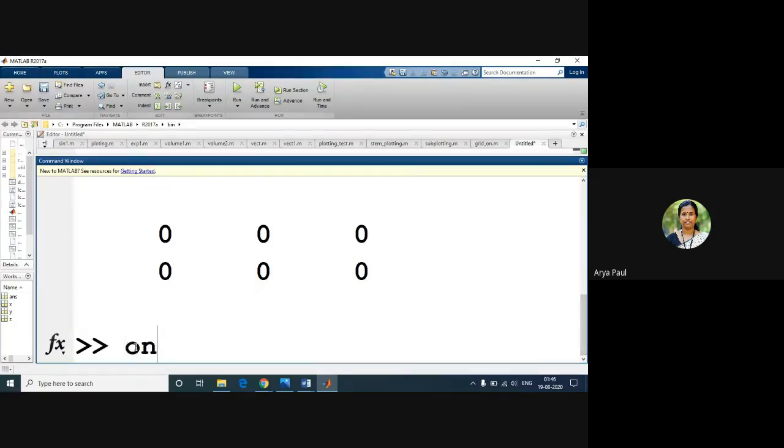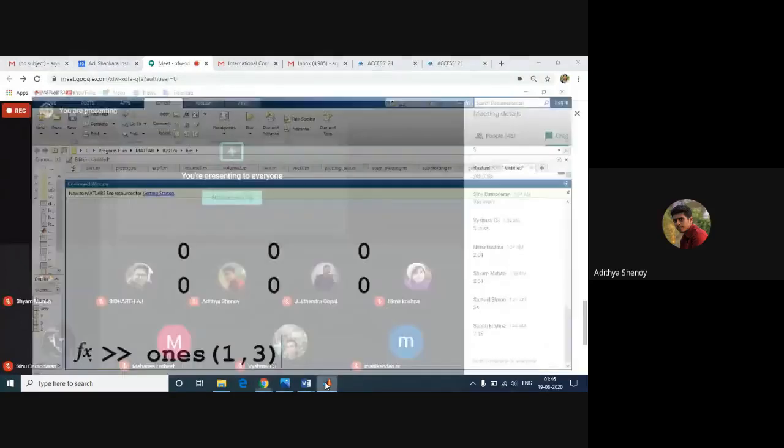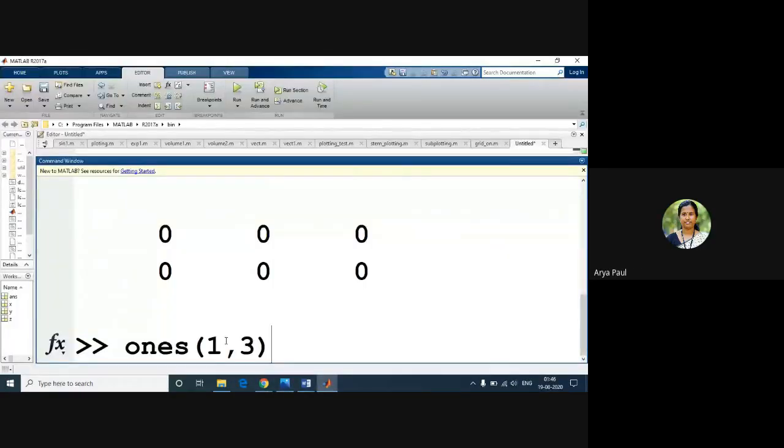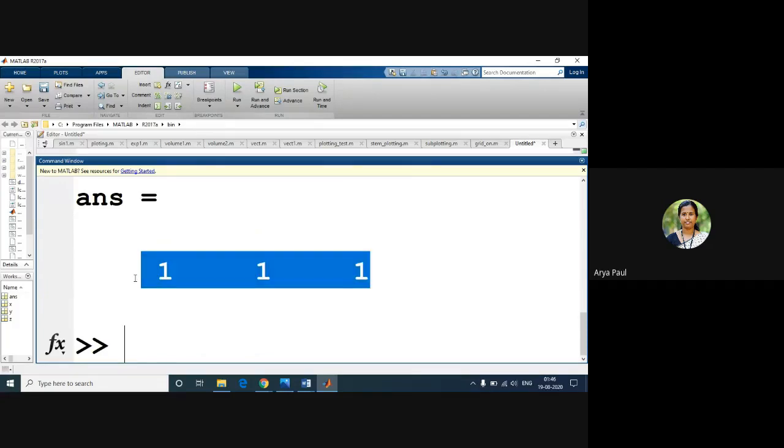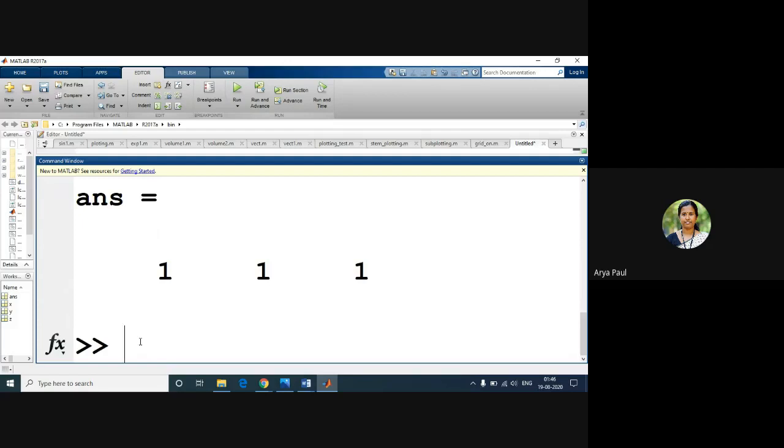Now, similarly, you can create ones. Ones of 1, 3. What is the meaning? Can anybody tell me what's the meaning? Yes, that means you are creating a single row, 1 row, 3 columns full of ones. Press enter. 1 row, 3 columns full of ones. That is the peculiarity of ones.